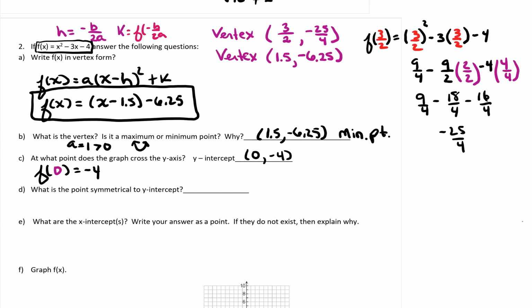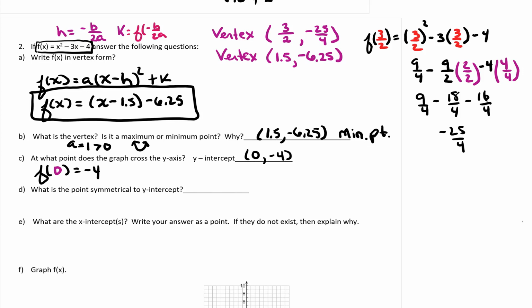What is the point symmetrical to the y-intercept? Well, I'm going to come back to that one. It helps me when I graph it. And then what are the x-intercepts? Write your answer as a point. If they do not exist, explain why.